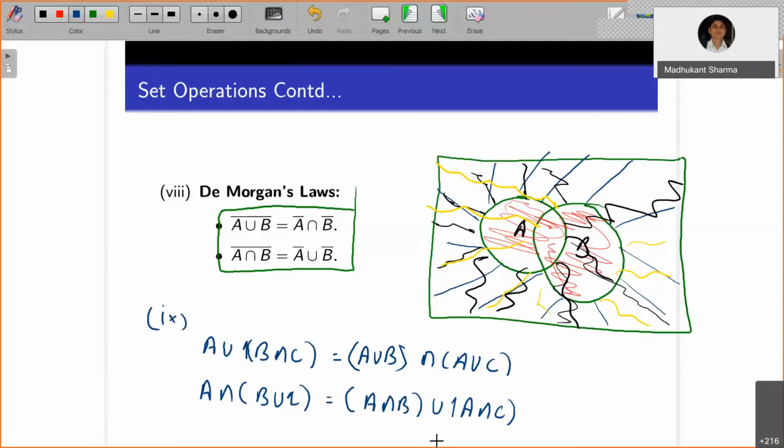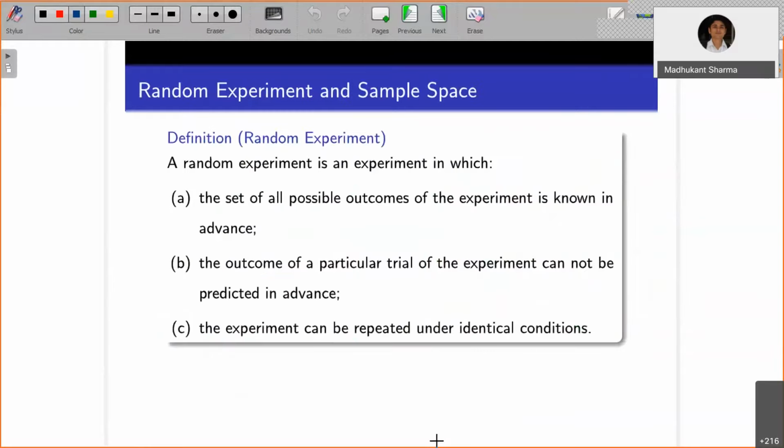So here is what we call a random experiment. A random experiment is an experiment in which the set of all possible outcomes is known in advance, meaning at least the universal set you know. What the outcome will be, you don't know. The second thing is that the outcome of a particular trial of the experiment cannot be predicted in advance. You cannot predict in advance that it is going to be head only. It is not possible.